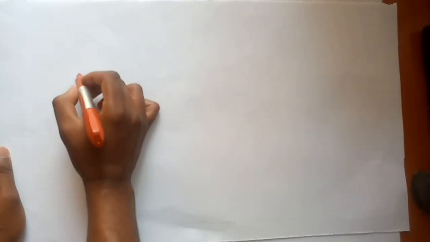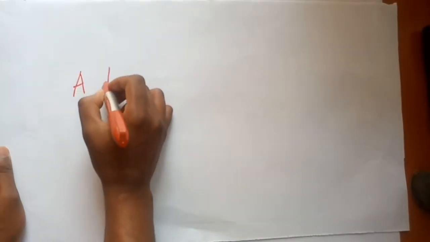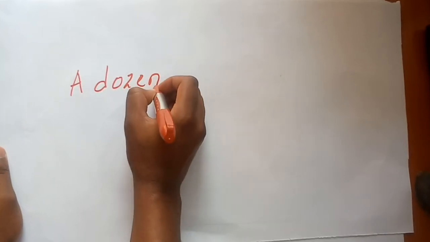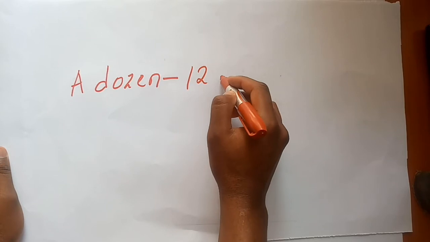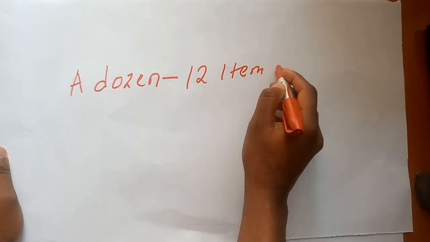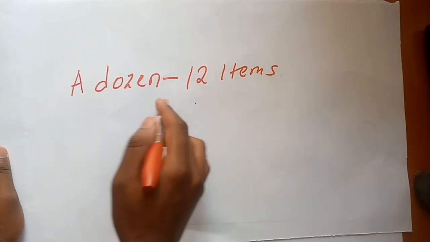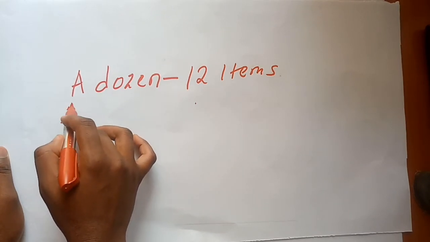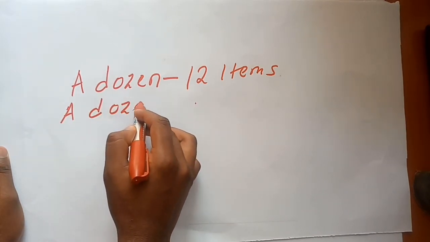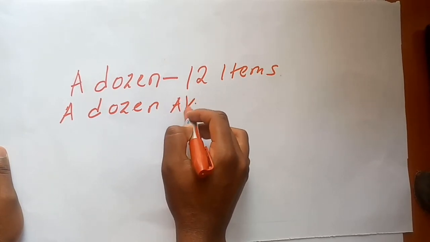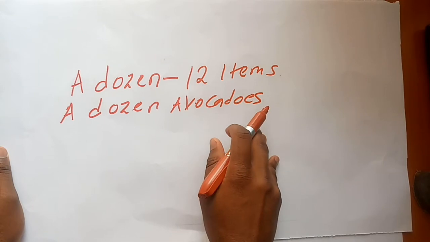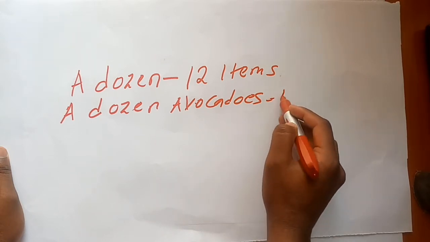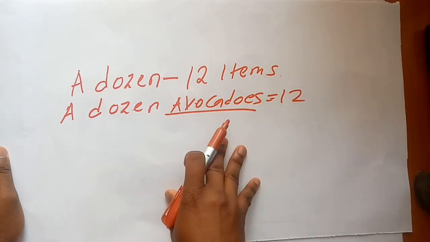Well, just like a dozen. If you say you have a dozen of anything, what you mean is that you have 12 items of that particular thing. For example, if I say I have a dozen of avocados, a dozen of the sweet avocados, what I mean is that I have 12 avocados.